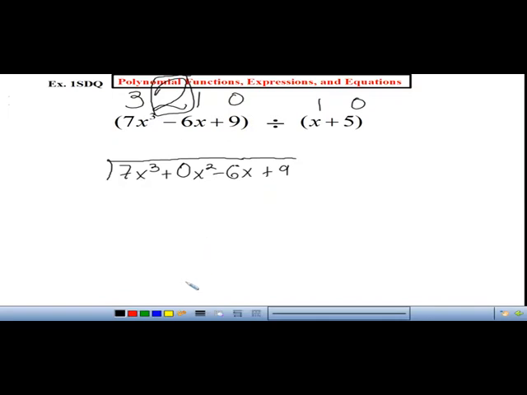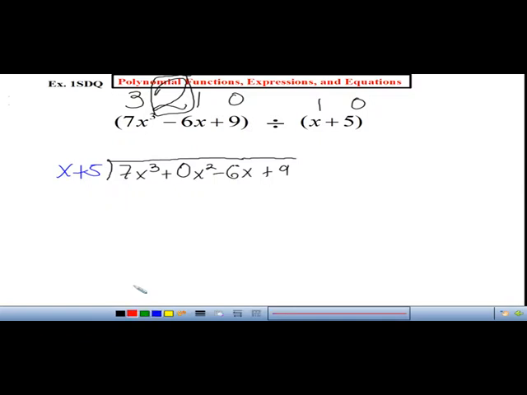Copy this and then write the divisor, x plus 5, and we'll finish it off together. Why wouldn't it be 1? Because if it was 1, it should read here 1x squared. But since there's nothing, that means it's a 0x squared. Does that make sense? All right, so let's do this one together.